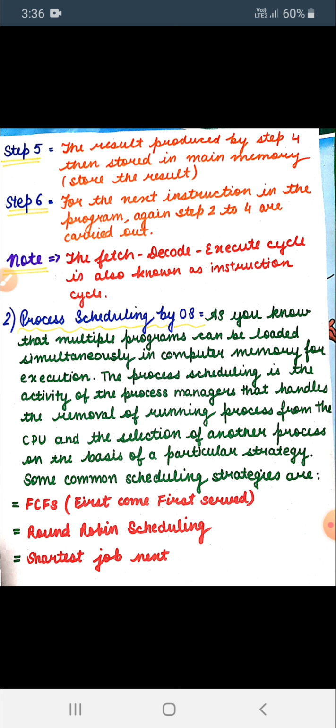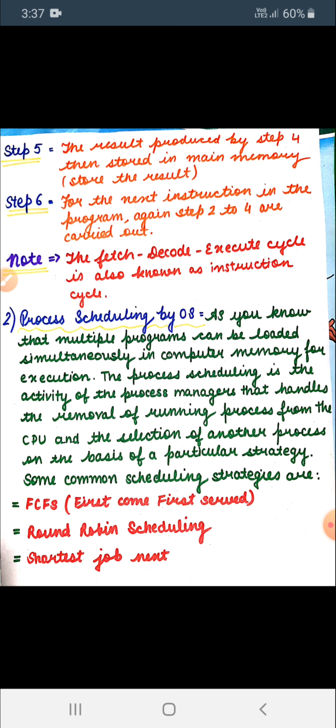An interrupt is a signal generated by hardware or software to the CPU indicating a high priority event that needs immediate attention. In case of an interrupt, the CPU has to interrupt the current running process and handle the interrupt first of all. For example, in some cases we have to restart the system. Then restart is an interrupt which has high priority. Some common scheduling techniques are first come first serve, second the round robin technique, third the shortest job next.